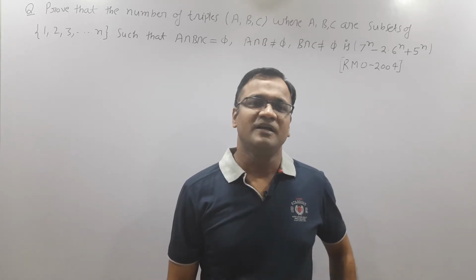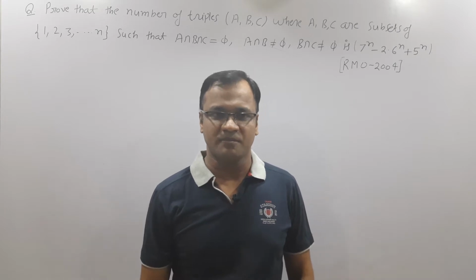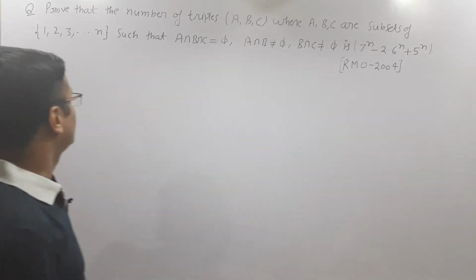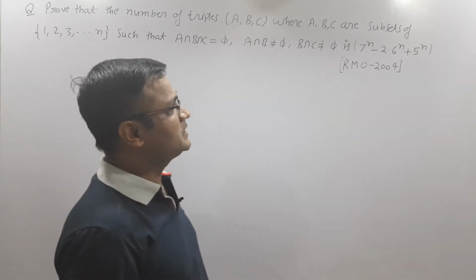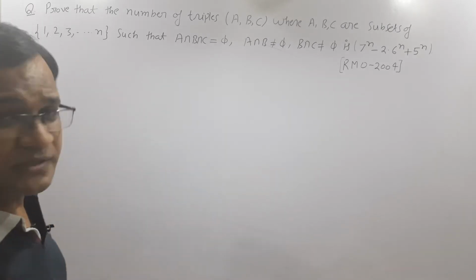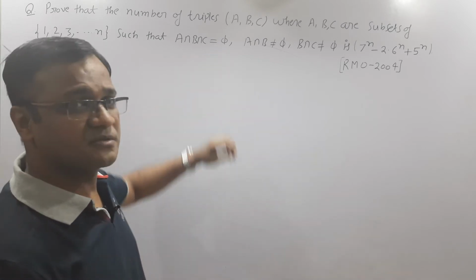Hello everyone. In this video, I am going to solve the 2004 Regional Mathematics Olympiad problem, and it is a combinatorics problem. As you can see, you have to prove that the number of triples A, B, C, where A, B and C are subsets of this set, satisfying the following three constraints. The first constraint is what? A intersection B intersection C is empty.